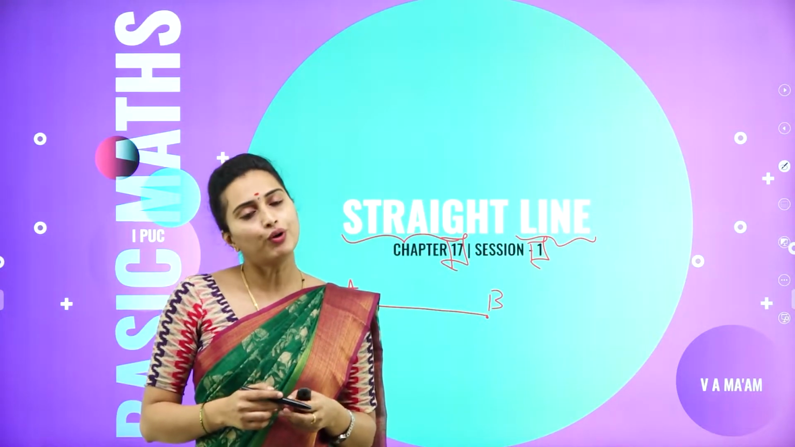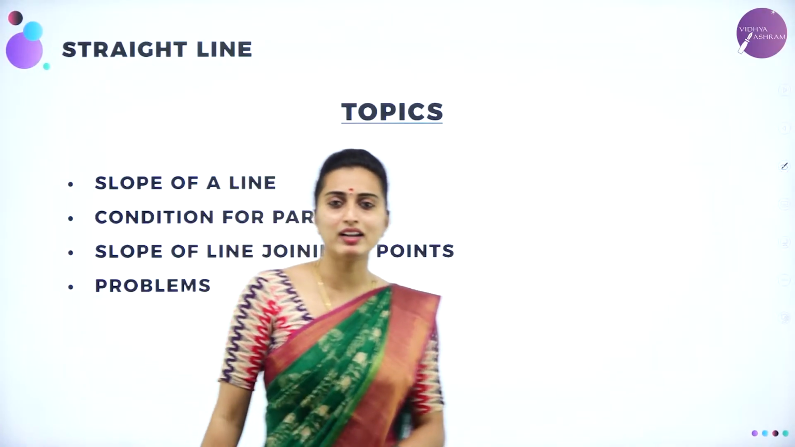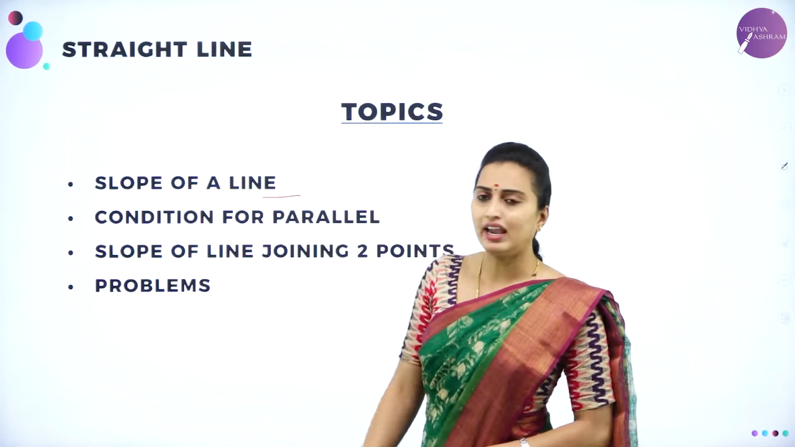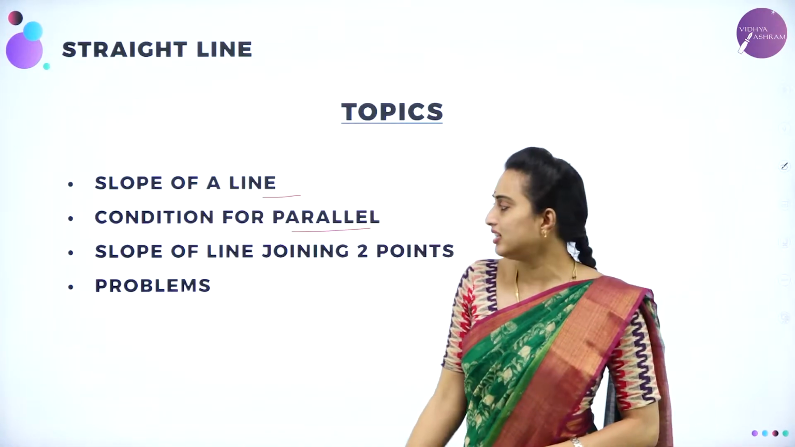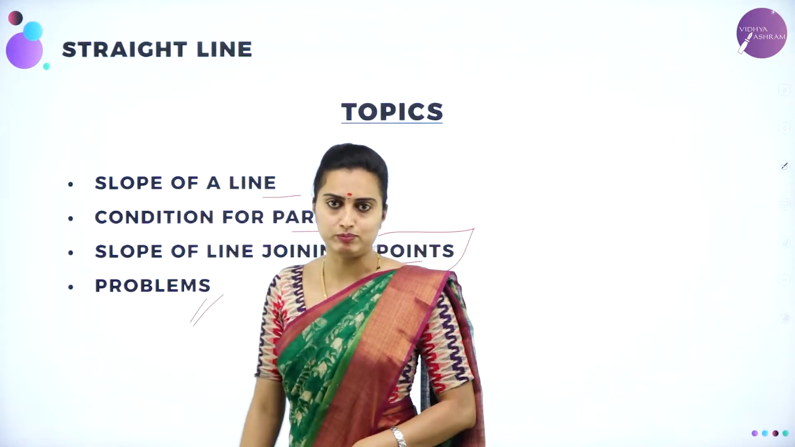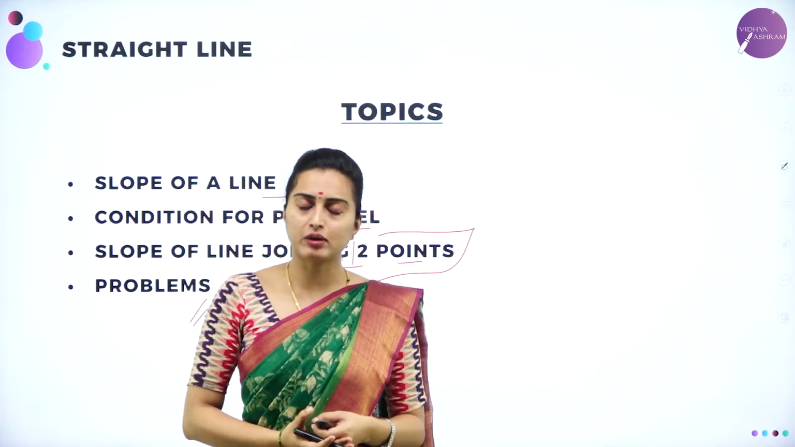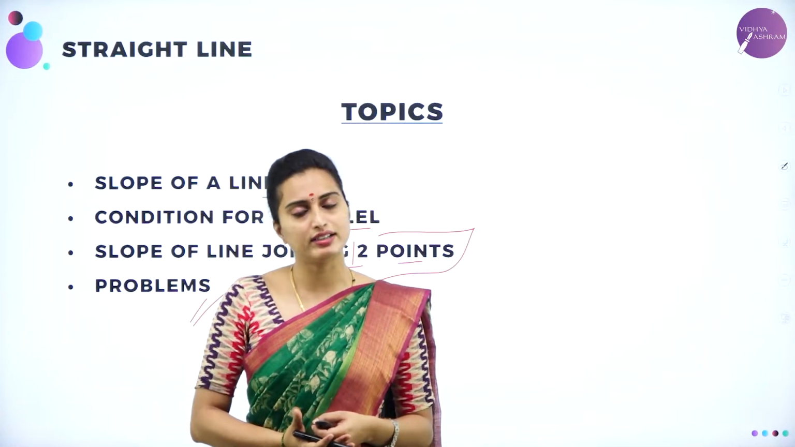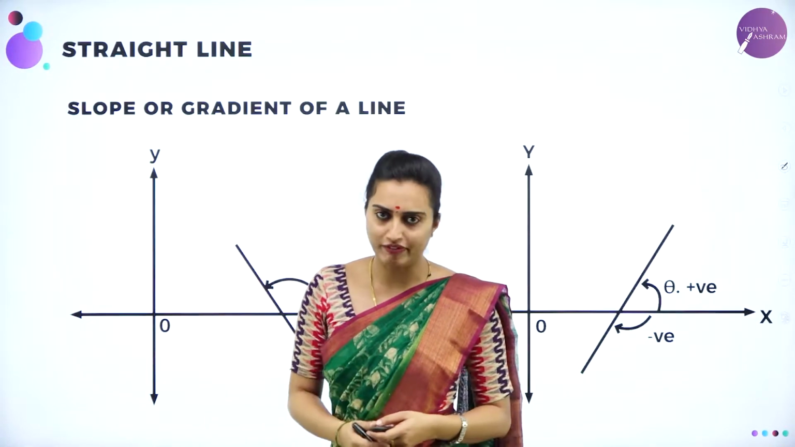Now, the topics we are going to study under this session are: what do you mean by the slope of a line, the condition for parallel and perpendicular lines, the slope of a line joining 2 points, and then the problems. So 1 marker, 2 marker, and 3 marker problems you are going to study under this session. Now we'll move on to the definition of the slope of a line.